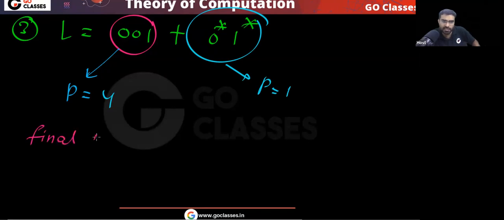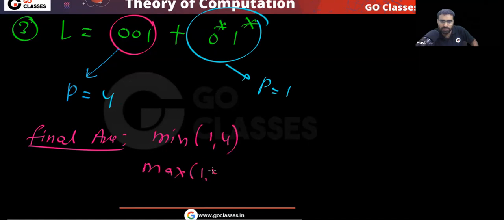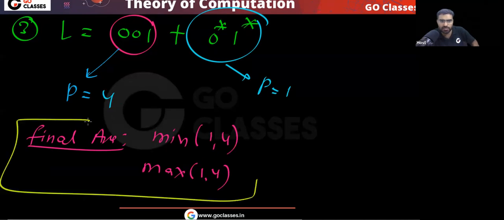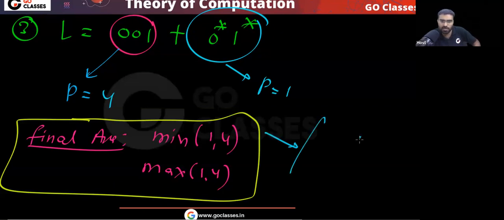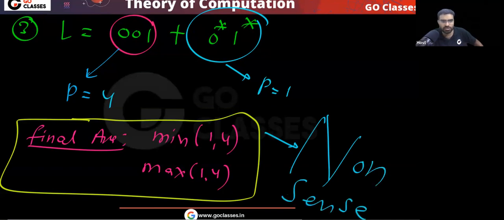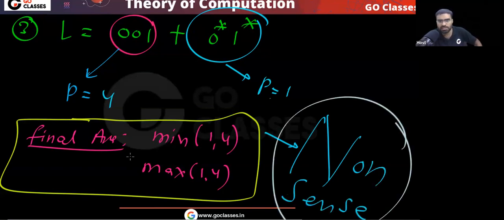Can I say that the final answer will be the minimum of these or the maximum of these? All these things are nonsense. The final answer is the minimum of these, the maximum of these, the average of these, the median of these, and so on. Remember, these things are nonsense.